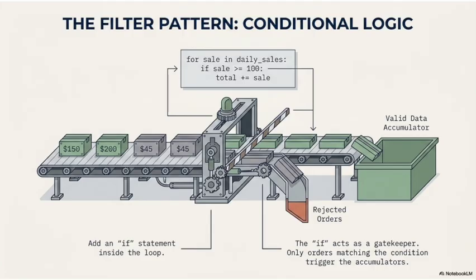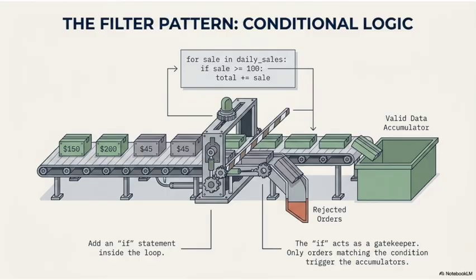The filter pattern combines a conditional with the accumulator. It processes only the records that meet the specific business criterion. Adding an if statement inside of the loop creates a gatekeeper. The accumulator only runs for items that pass the condition. In the example, if sale is greater than 100, total plus equals sale.